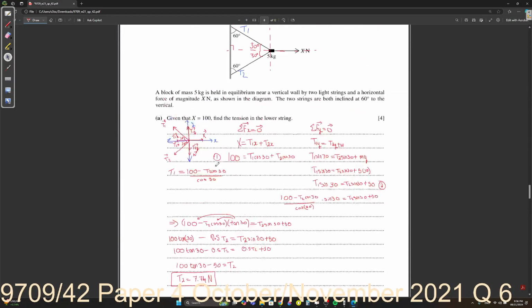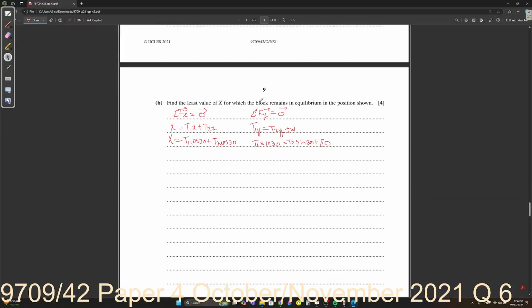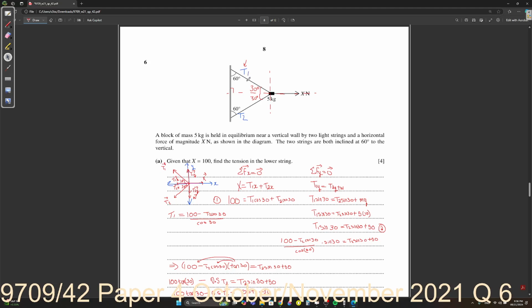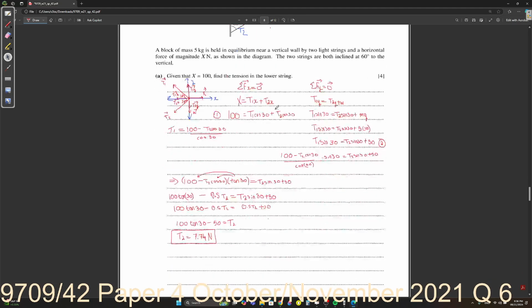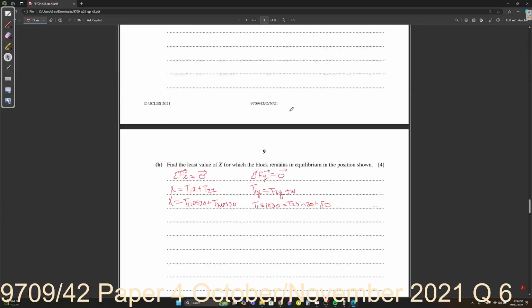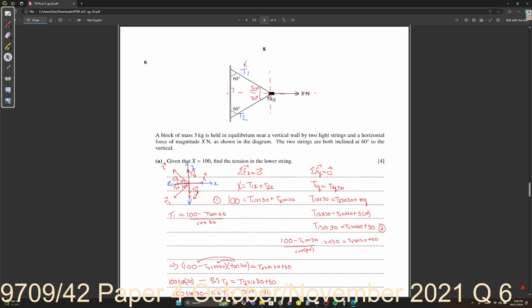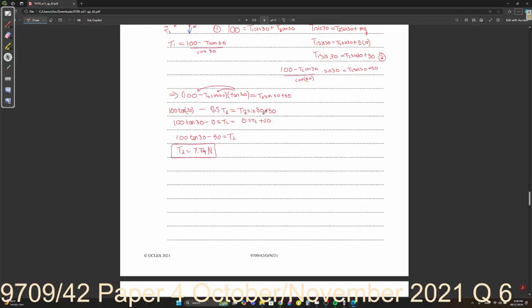So the least amount of tension required for x is always achieved when either T1 equals 0 or T2 equals 0. You're going to say, how would you know which one is 0? So you're going to take both assumptions, both cases. We're going to just take both cases and assume, and I'm going to show you why T1 cannot be equal to 0.